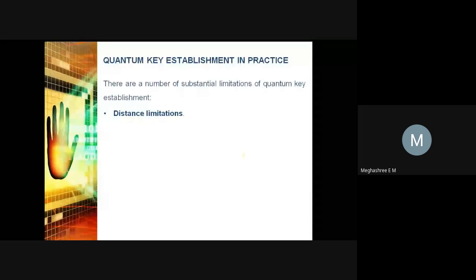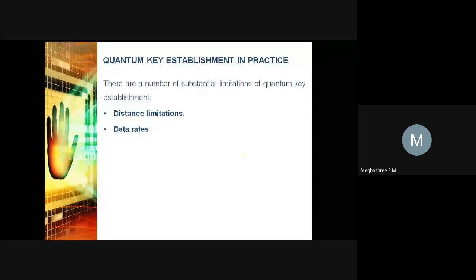So with respect to this, I can see it can cover only a limited distance. The next limitation is data rates. Since the qubits or photons have to be exchanged between Alice and Bob over the quantum channel, there is a limit to the rate at which key material can be exchanged. So that is one more thing.